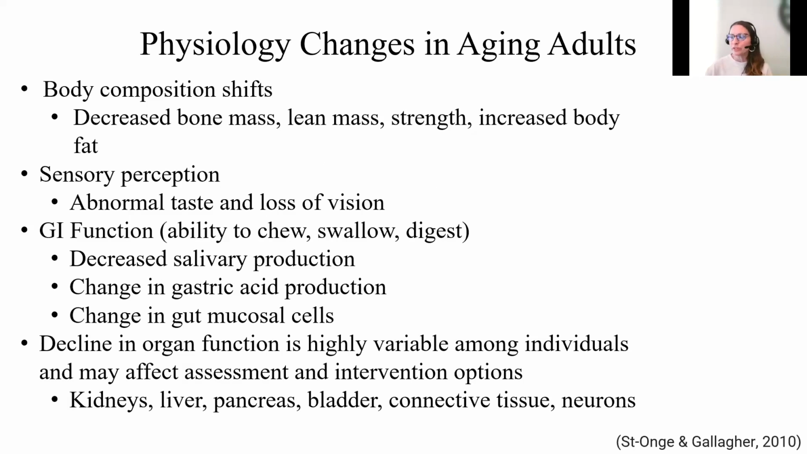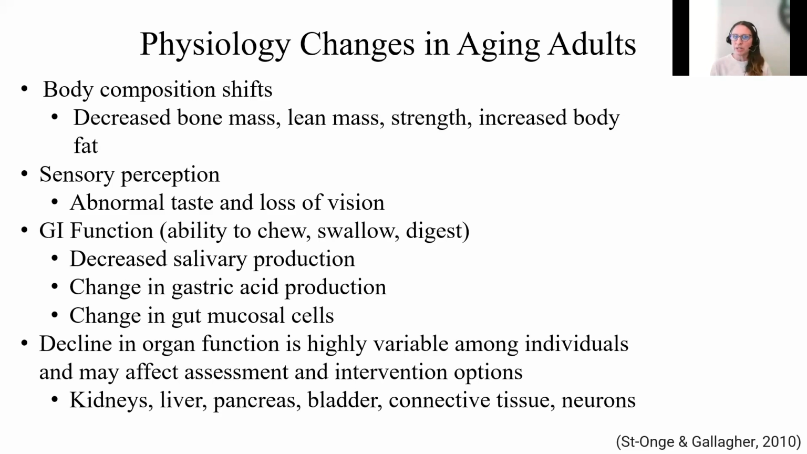So what are some of those physiological changes that we see as adults age? One of the biggest well-documented shifts is in body composition. As individuals age, we see a decrease in bone mass. There is also a decrease in lean mass, which is going to subsequently have a decrease in strength. This is also increasing the body fat mass percentage. There's also a decrease in fluid in the body. And so this can impact our resting energy expenditure, decreasing the calories that are needed in the older adult.